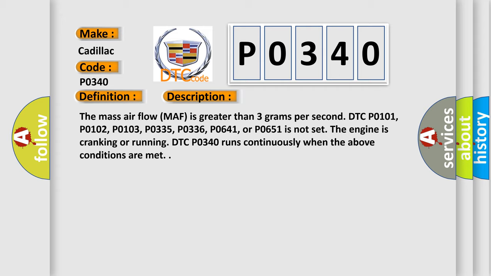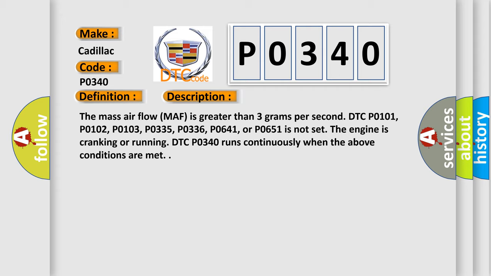The mass airflow MAF is greater than 3 grams per second. DTC P0101, P0102, P0103, P0335, P0336, P0641, or P0651 is not set. The engine is cranking or running. DTC P0340 runs continuously when the above conditions are met.